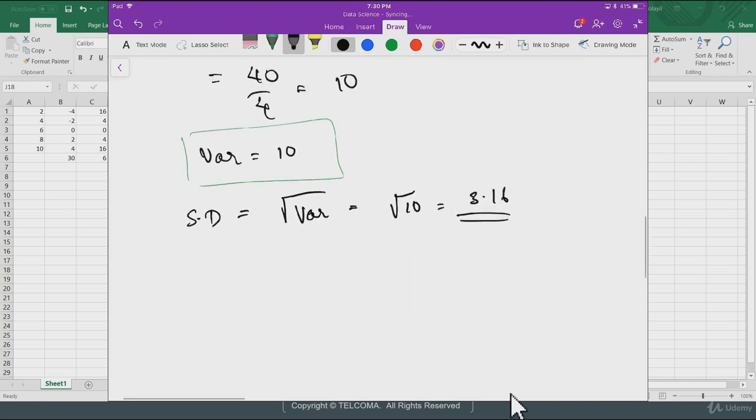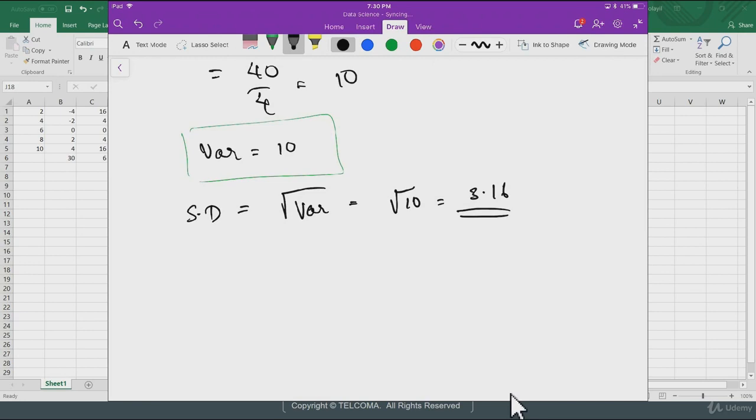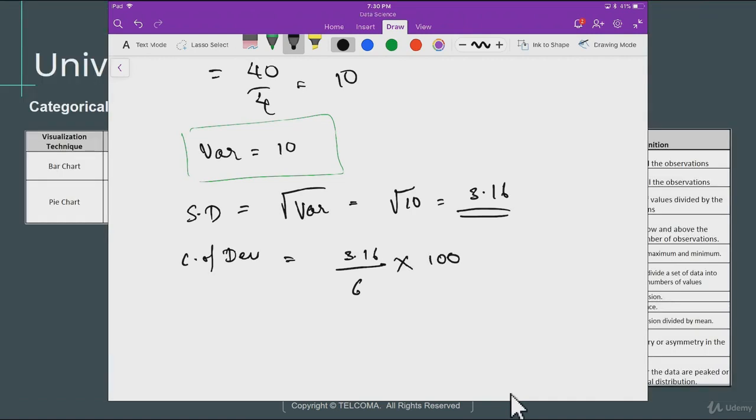And finally, we have one more metric, that is coefficient of deviation. That can be represented as 3.16, which is the standard deviation, divided by the mean, that is 6, into 100. So this would be approximately 50 to 52%. Let's take a simple number, 52%.